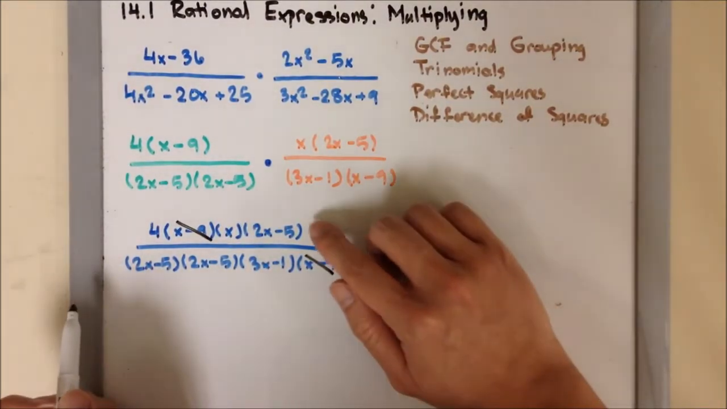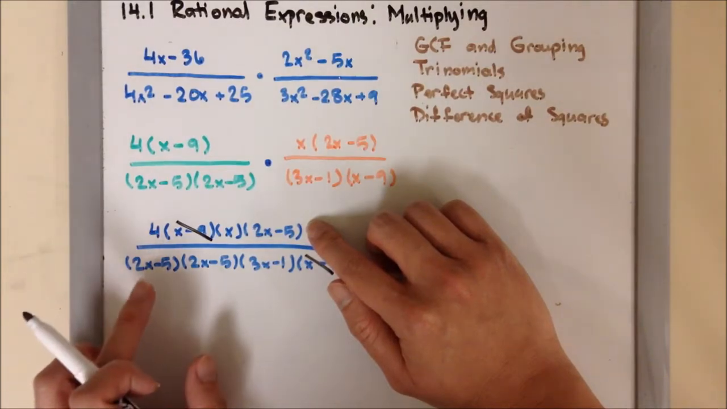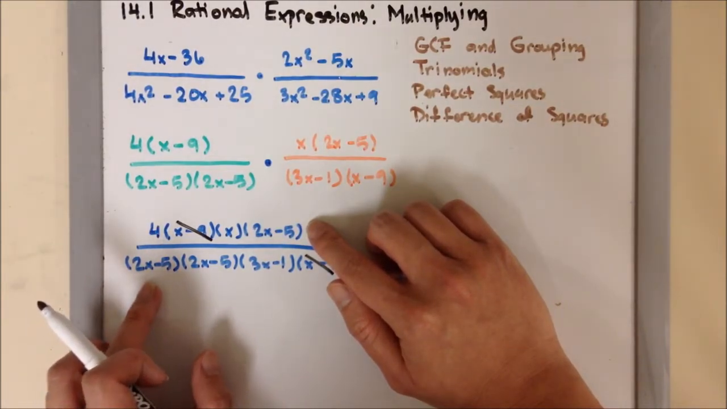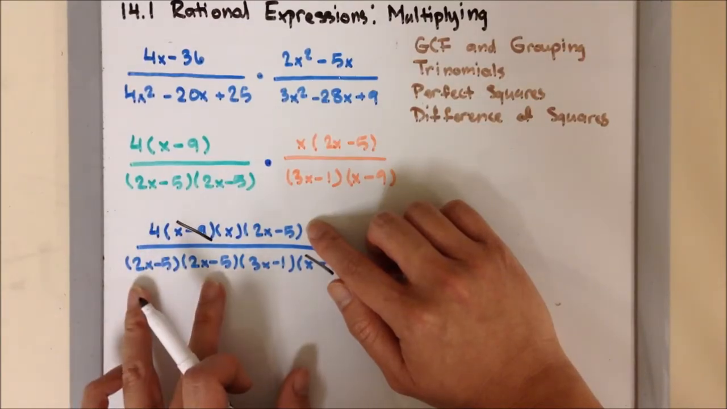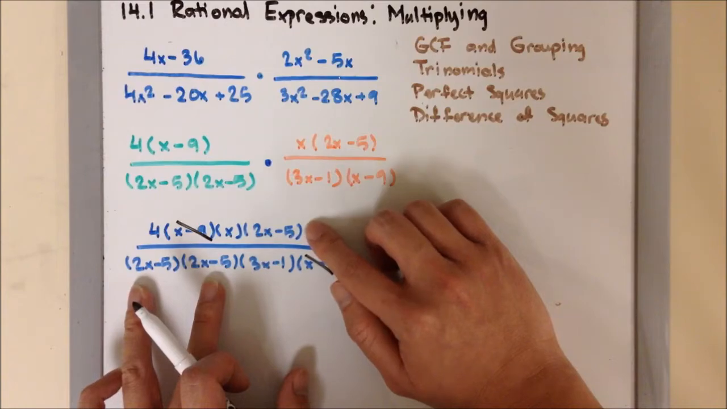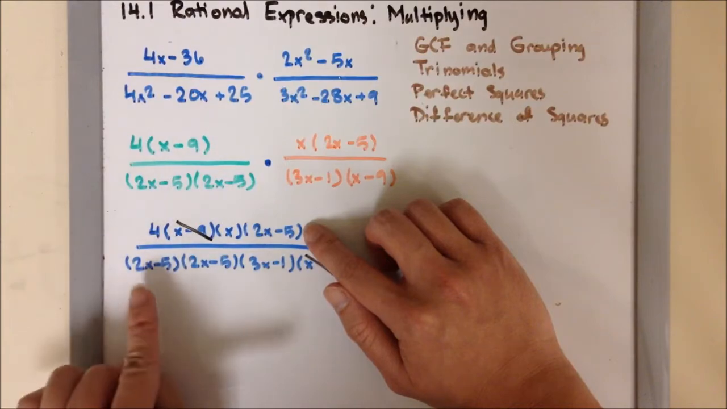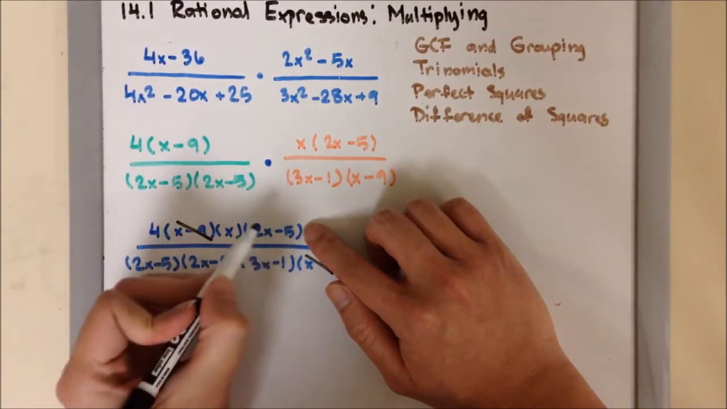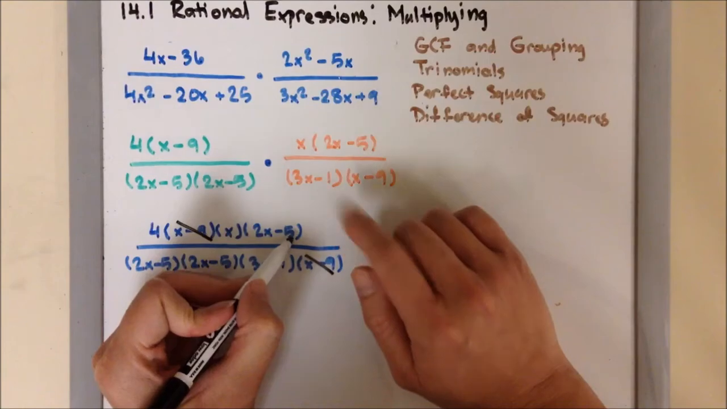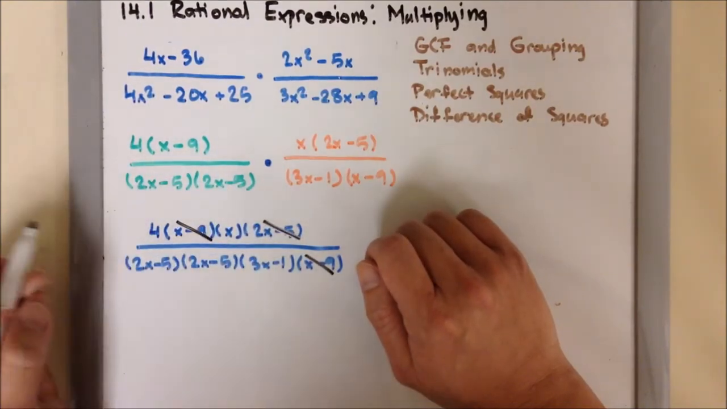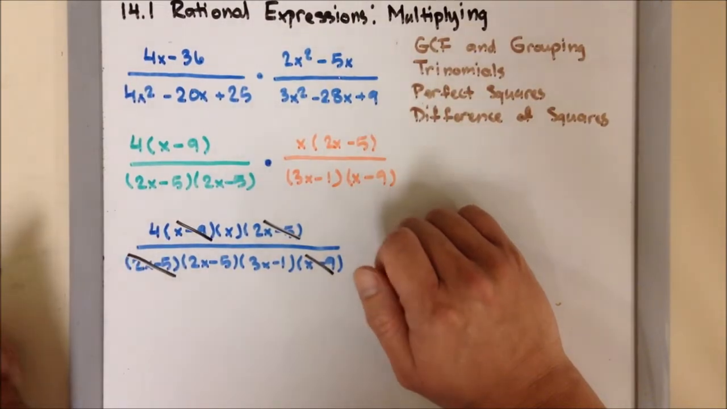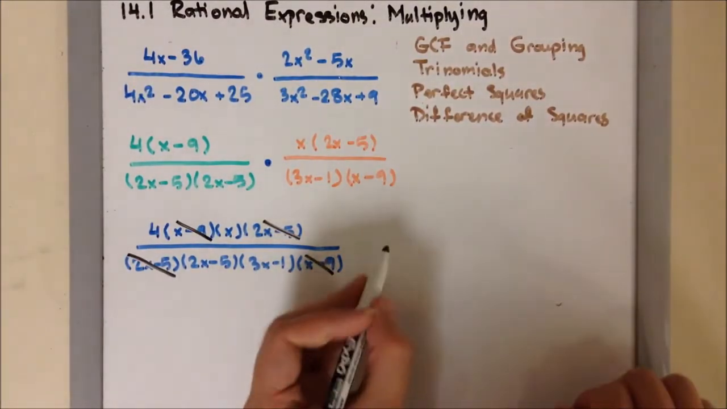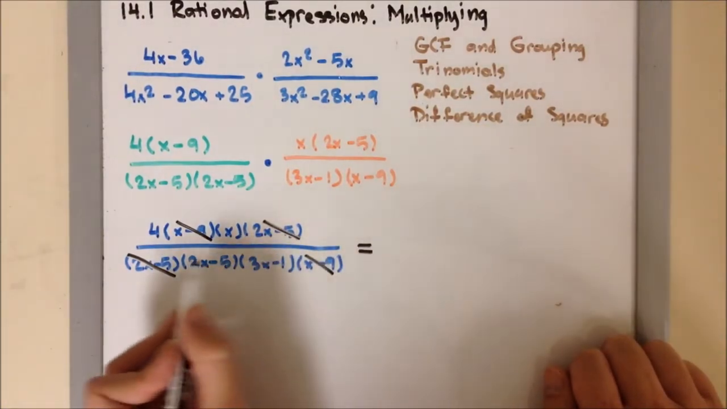And then I notice I have 2x minus 5 in the numerator and two of them in the denominator. So even though I have two 2x minus 5 in the denominator, if I divide 2x minus 5 in the numerator, I can only do one from the denominator. So I'm dividing 2x minus 5 from the numerator. Therefore, I'm going to cross out one 2x minus 5 in the denominator. And then what I have left is the ones I did not cross out.